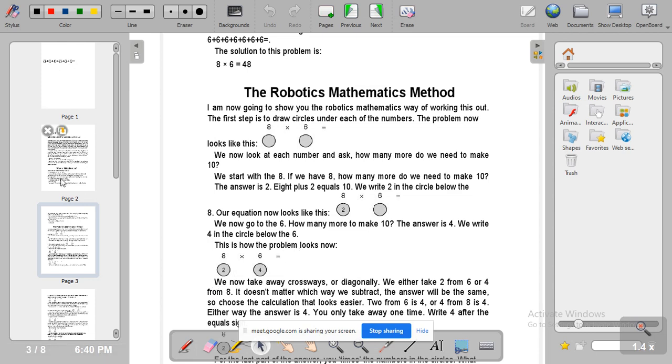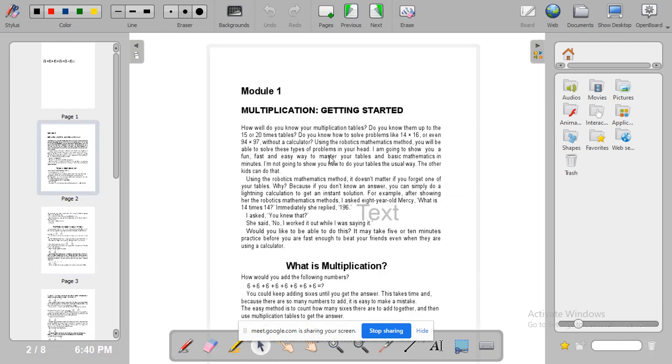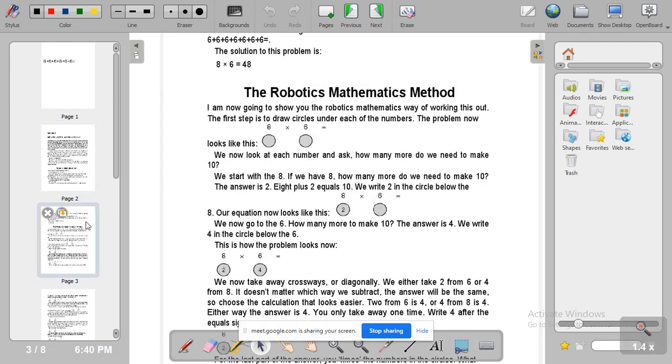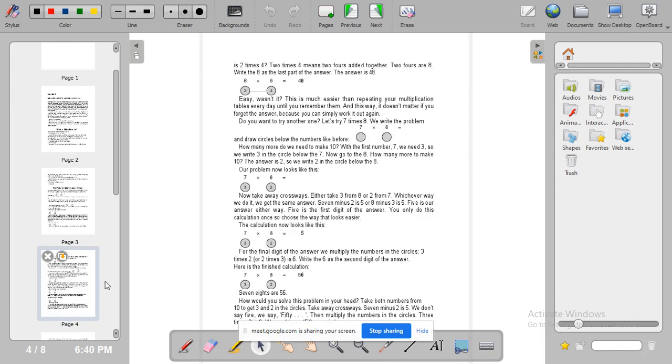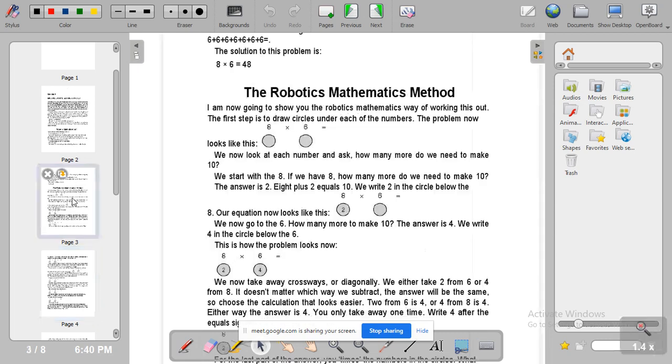Okay, so let's move on to our next slide. As you can see here, we are looking at this answer. Down there, we have the diagonal way of getting that. Once you've gotten that, the next thing is you have to write your 4 down. Once you do the diagonal, the answer that you get from here, you know that it's 4, so you write your 4 down.